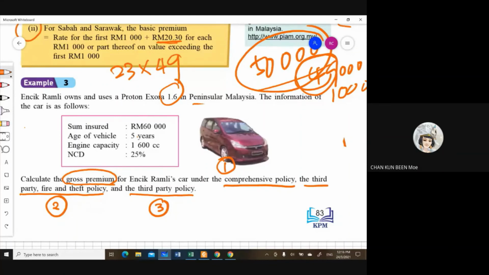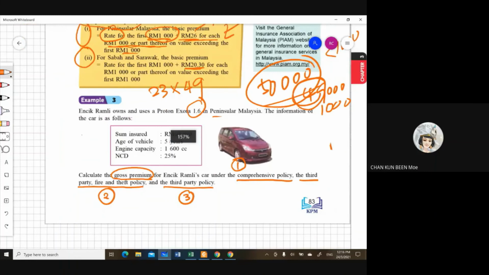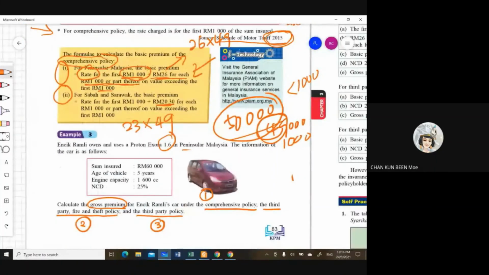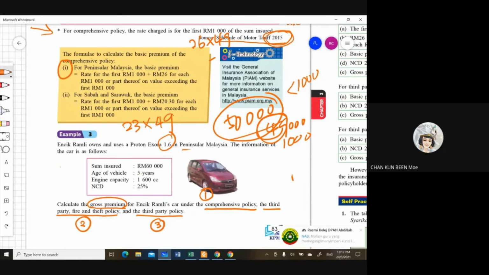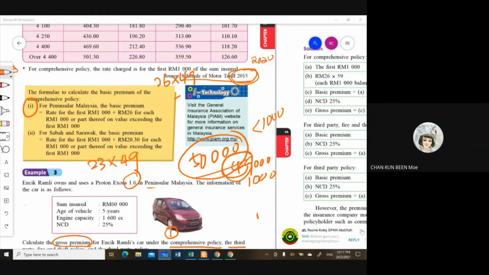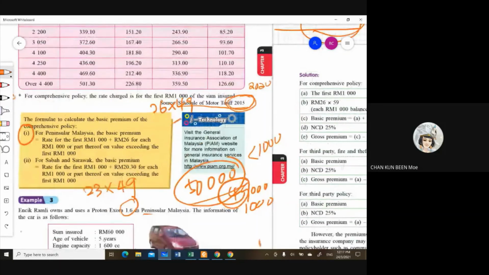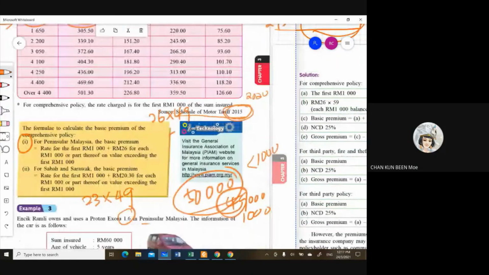Let's go through the comprehensive policy. So the comprehensive policy, we have to follow the formula that we have earlier. This one, the one that is under Peninsular Malaysia. Okay, because it's there in Peninsular Malaysia. Okay, so you can see up here, because his car is already, yeah, what happened?